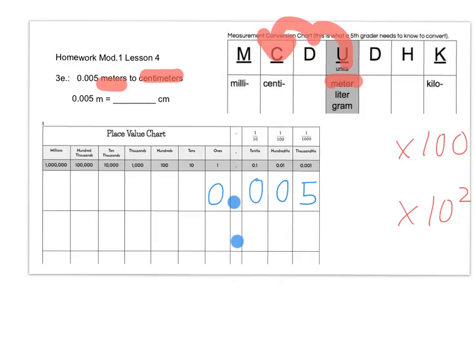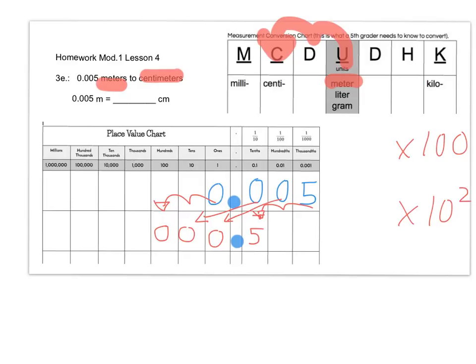And we are going to take our number and hop it 2 columns. So if we take this number and hop it 2 columns, this 0 is going to end up here. If we take this 5 and hop it 2, it's going to end up there. This 0 is going to end up here. This 0 is going to end up hopping 2. It's going to end up here. And this 5 hopping 2 is going to end up in the tenths place, right here.